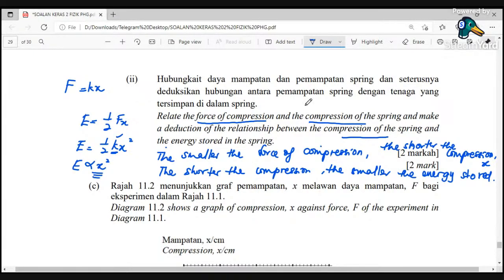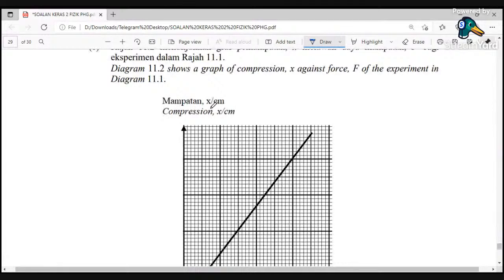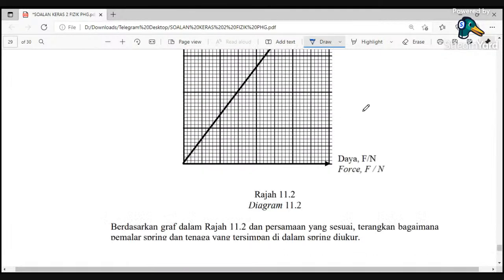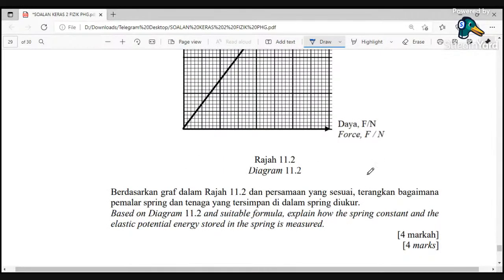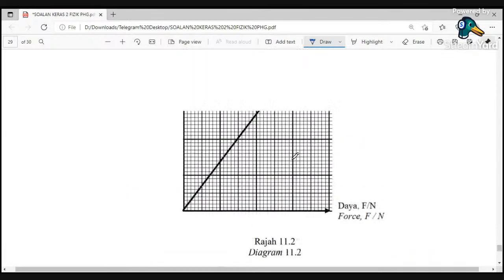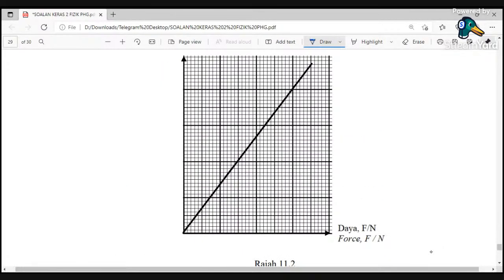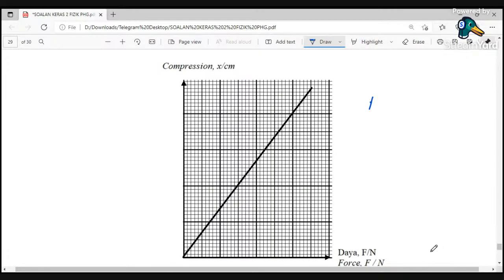Okay, part C. Diagram 11.2 shows a graph of compression X against force F of the experiment, compression against force. Based on diagram 11.2 and suitable formula, explain how spring constant and elastic potential energy stored in the spring is measured. Okay, graph. Ini adalah graph X against F. Hooke's law, F equals to Kx.